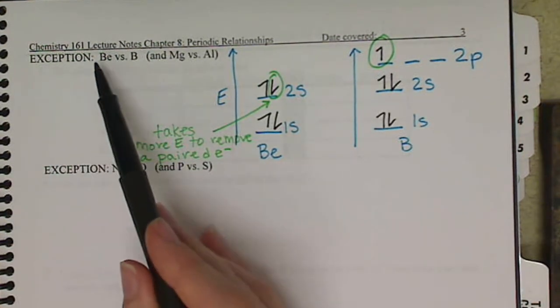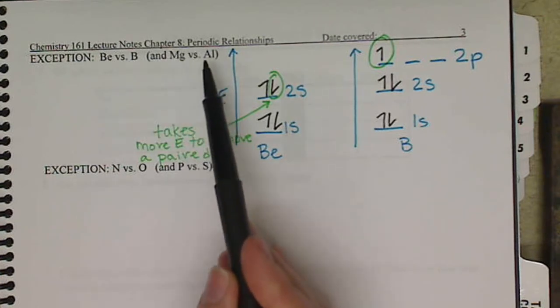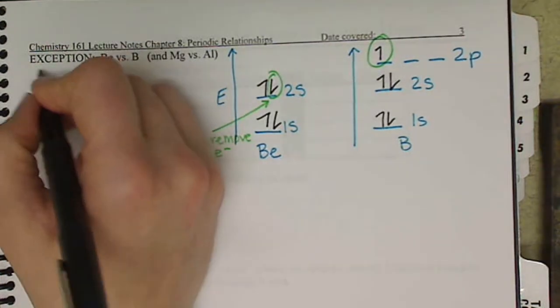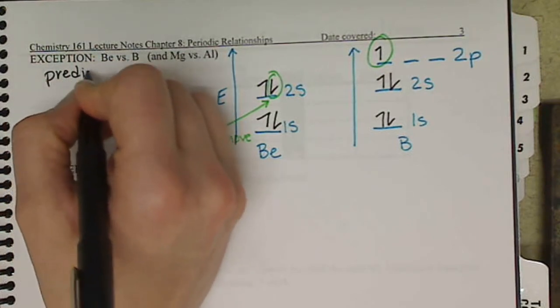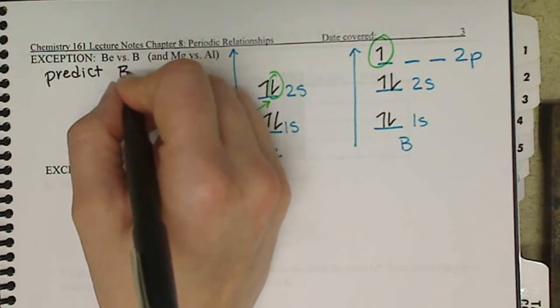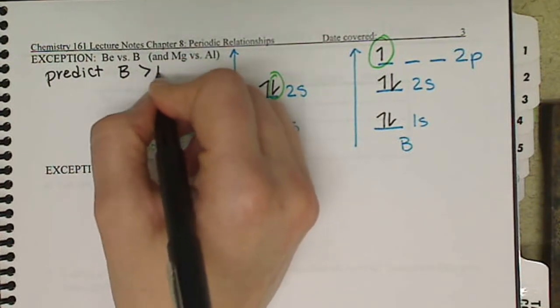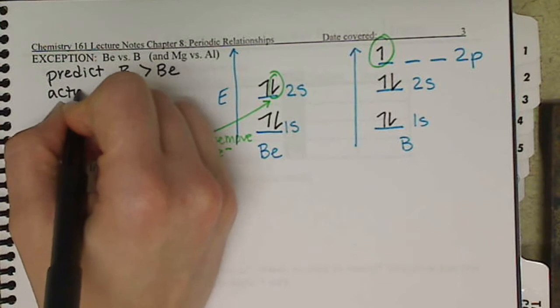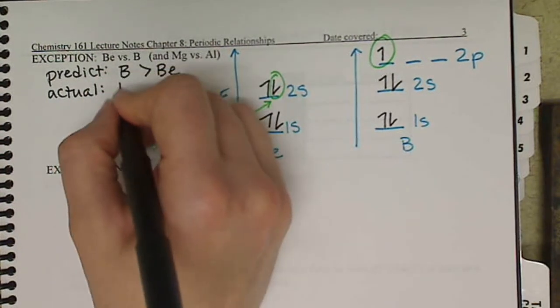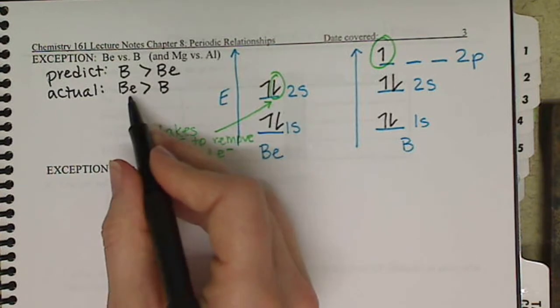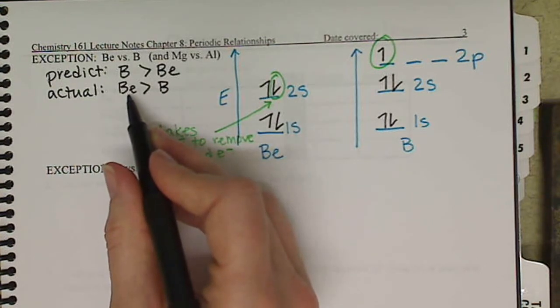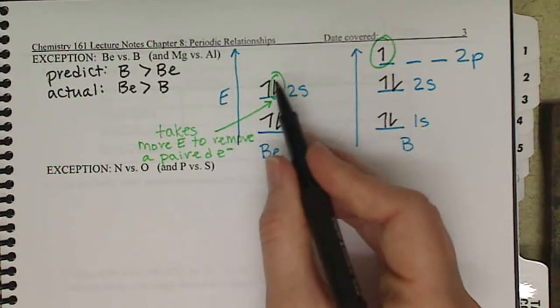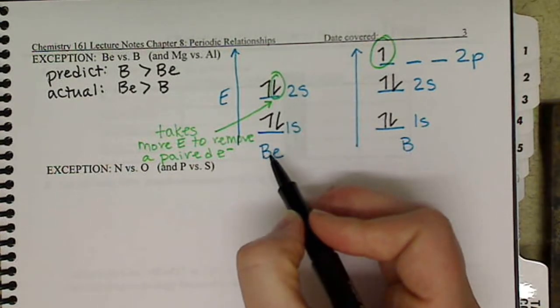So again, this is an exception: beryllium versus boron and magnesium versus aluminum. They're right underneath. And why this is an exception, if you look at the values, is that we would predict that the ionization energy of boron would be greater than beryllium because boron is to the right of beryllium, and as we move from left to right, ionization energy should increase. The problem is, in actuality, beryllium has a greater first ionization energy, and that's because it takes more energy to remove the paired electron of beryllium.